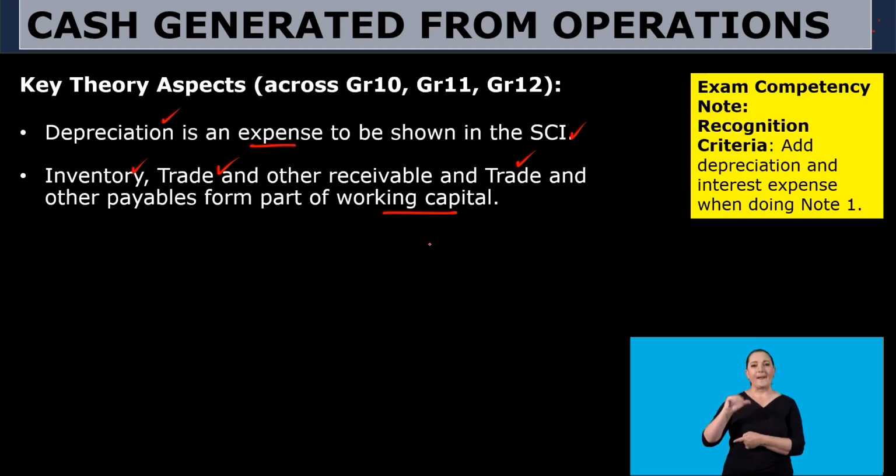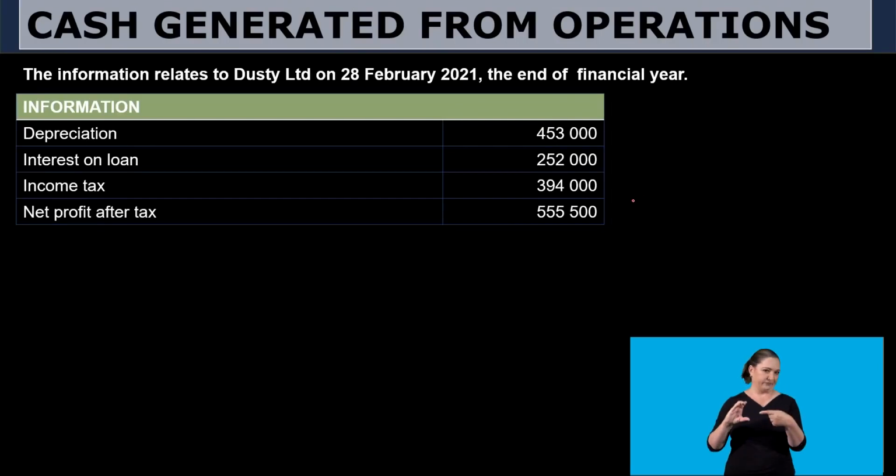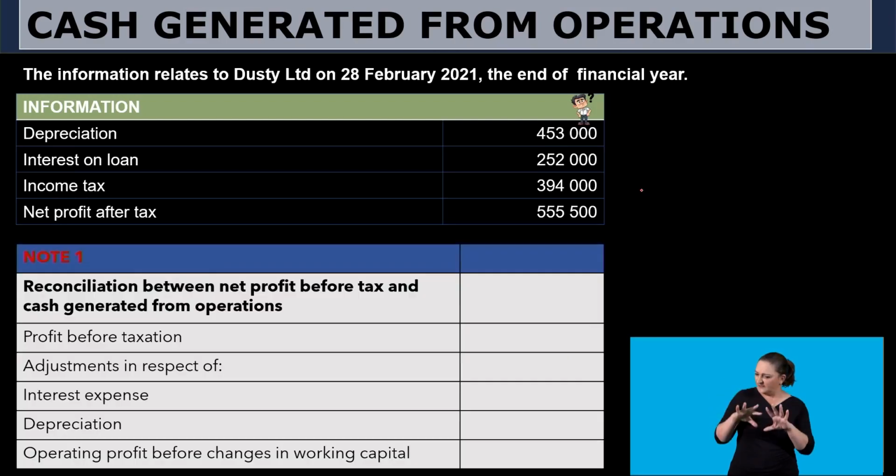You will see as we do calculations on it. The information that we're given relates to Dust Limited on 28th February. And the question then is, what do I do with this information when I'm to prepare the reconciliation between net profit before tax and cash generated from operations?